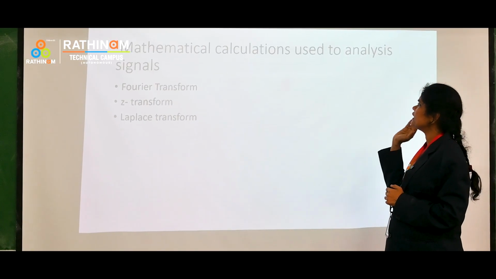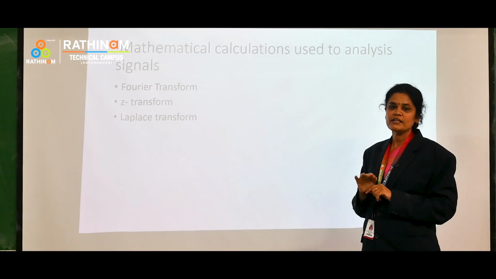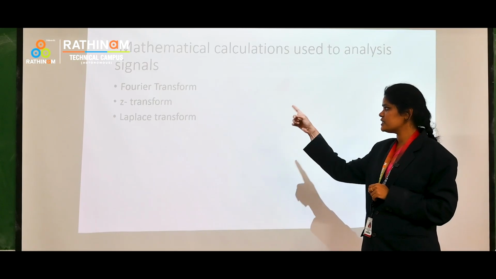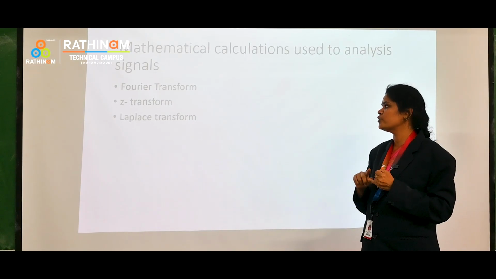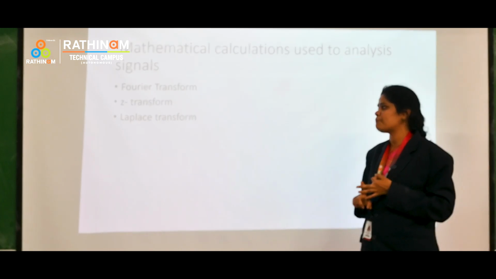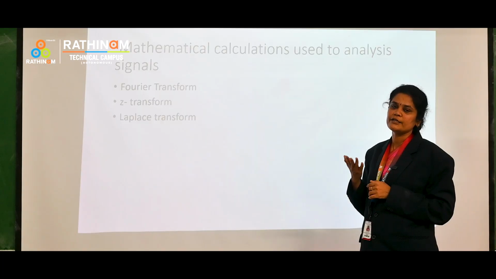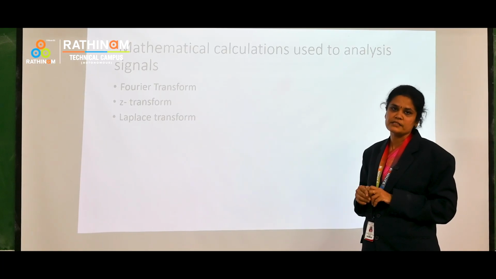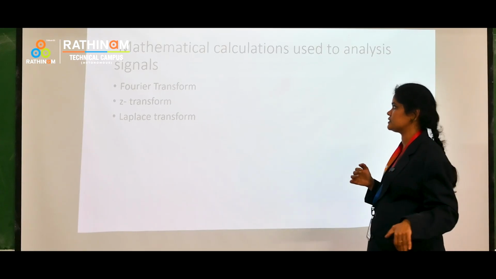Next, mathematical calculations used to analyze signals. Everywhere there is mathematics involved to calculate signals. These are the common terms used to analyze signals: Fourier transform, Z transform and Laplace transform. Fourier transform and Laplace transform are applicable for both continuous and discrete signals. Z transform is made for discrete time signal analysis. These are the commonly used tools to analyze signals.